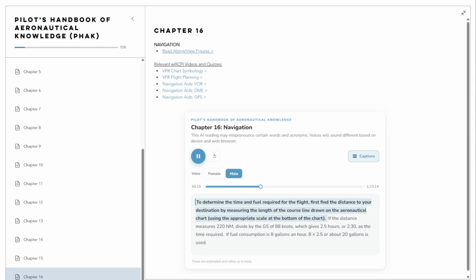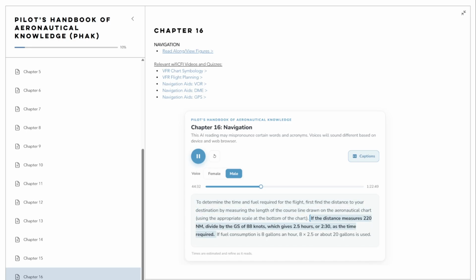To determine the time and fuel required for the flight, first find the distance to your destination by measuring the length of the course line drawn on the aeronautical chart, using the appropriate scale at the bottom of the chart. If the distance measures 220 nautical miles, divide by the GS of 88 knots, which gives 2.5 hours, or 2:30, as the time required. If fuel consumption is 8 gallons an hour, 8 times 2.5, or about 20 gallons, is used.